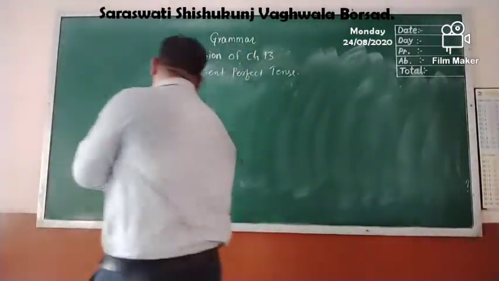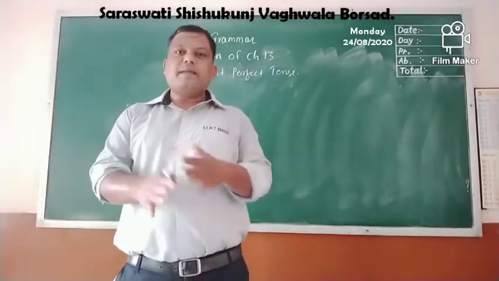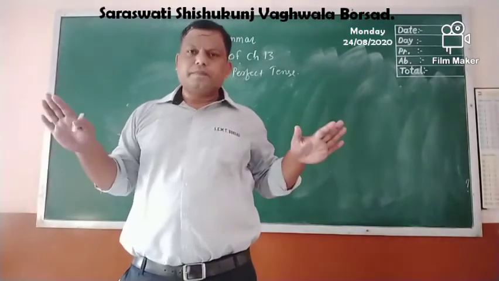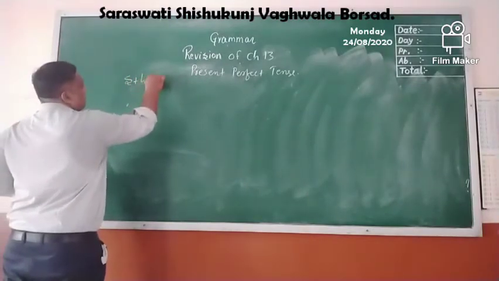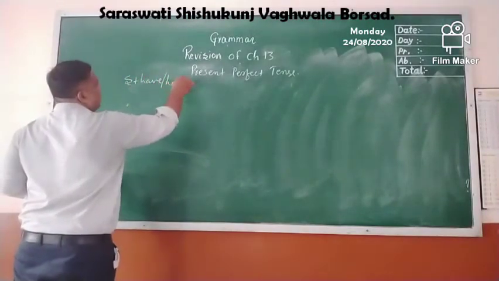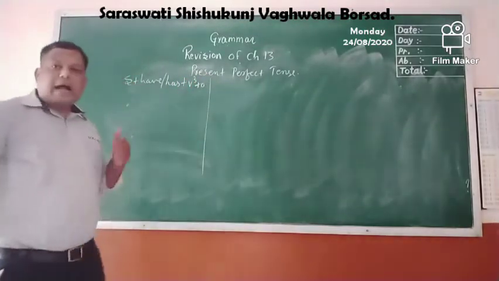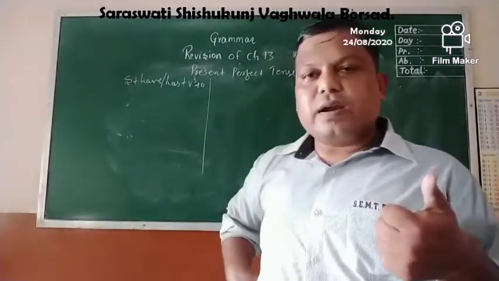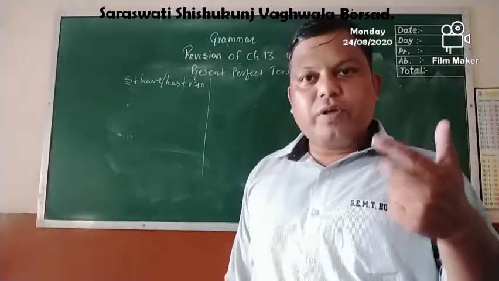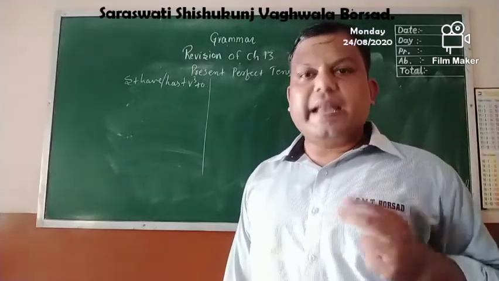Now what is present perfect tense? Present perfect tense is nothing but the tense where the action has taken place complete. Correct? So what is the formula over here? Subject plus have or has plus V3 plus object. I have told you where we use have and has. We use have with I, we, you, they. We use has with he, she, it.